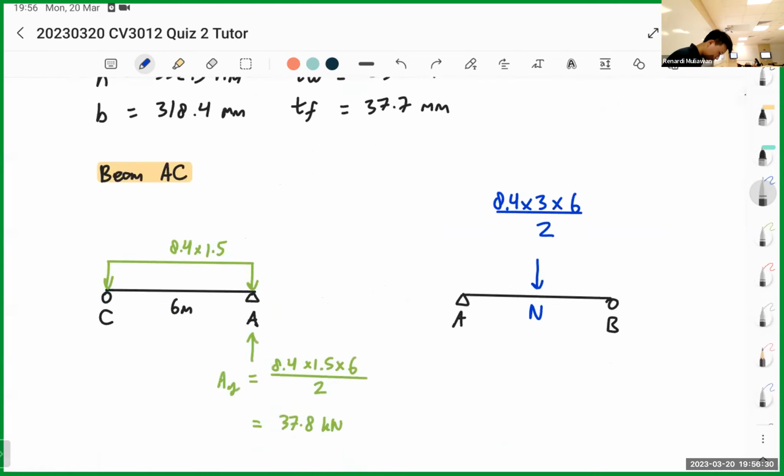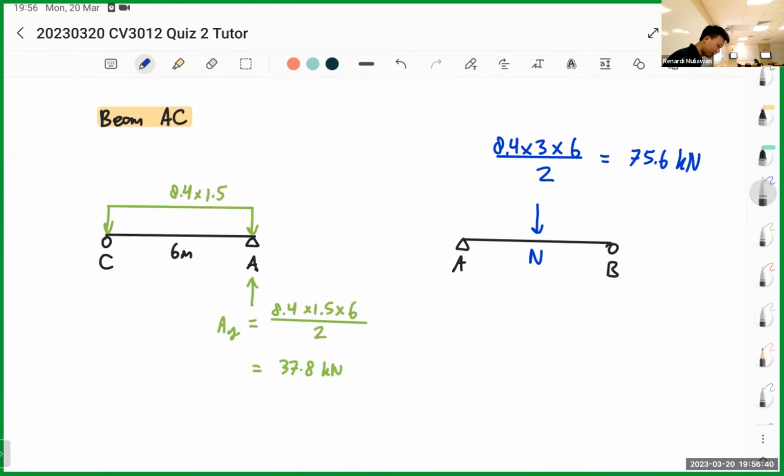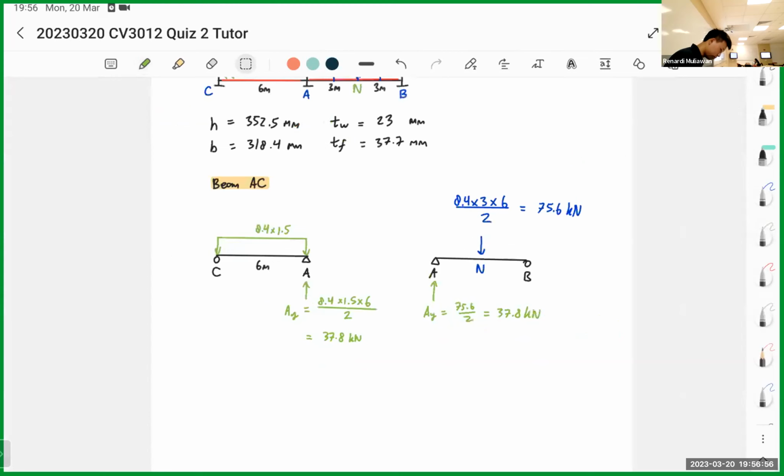So that's what? 75.6. Thanks. So 75.6, right? Kilonewtons. So the reaction at A and B is what? I'll just do A, right? So AY is 75.6 divided by 2, which is 37.8 kilonewtons. Same, right? Okay, so that's beam AB.